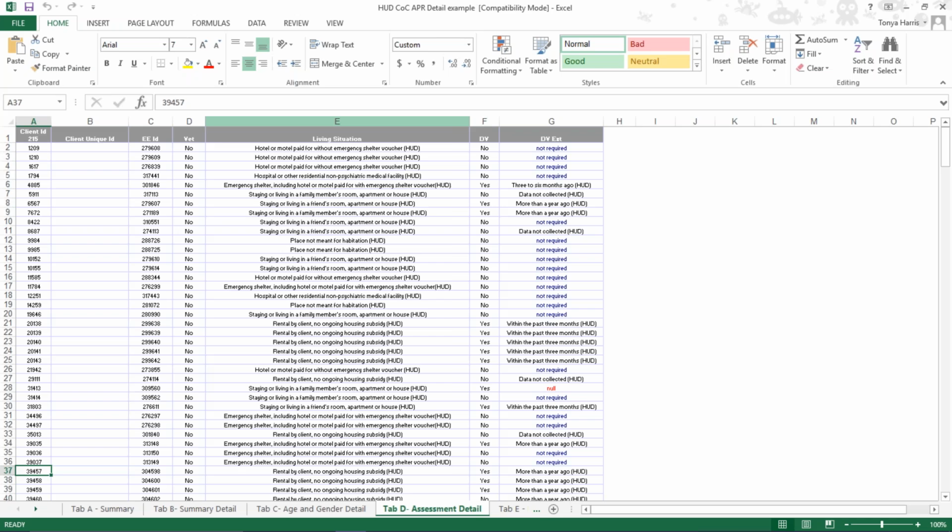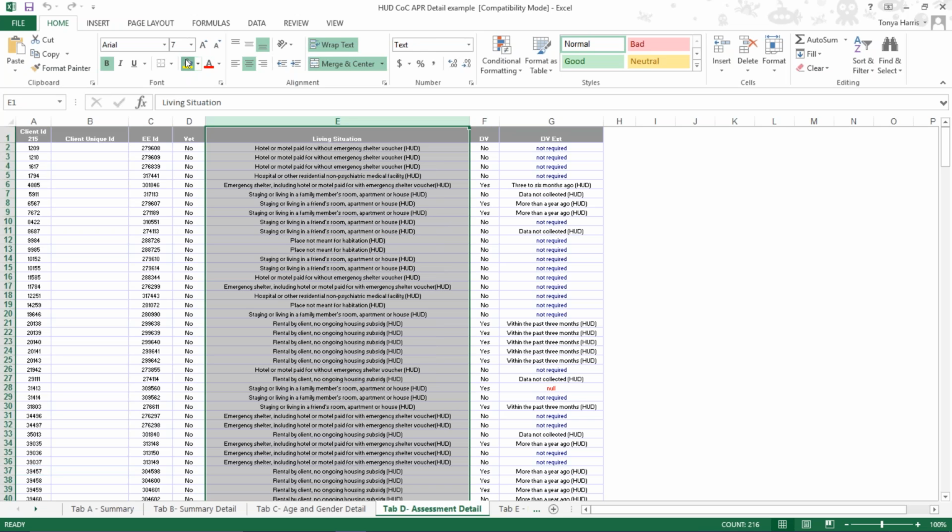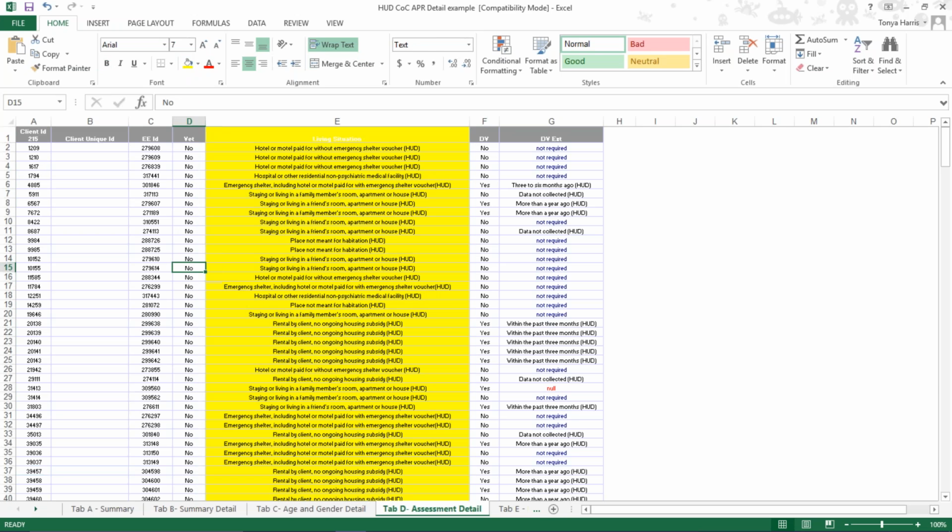Now on this particular report, this column right here is super duper important because one of the things that we really need to make sure we're doing is we need to make sure that we're serving the correct clients.